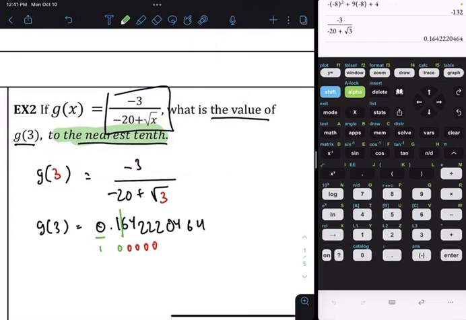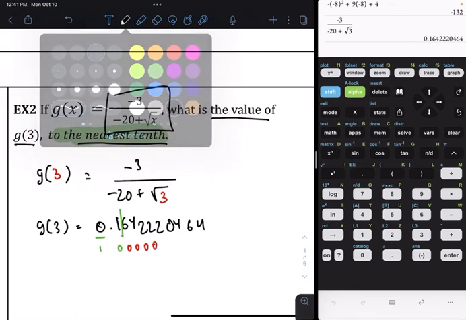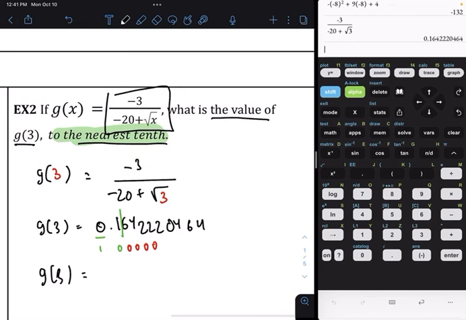nearest 10. So if you see the number next to the 1 is 6, right? Because the number 6 is greater than 5, the 1, we're gonna bump it up. So now we have g of 3 equals 0.2, and that's your answer.